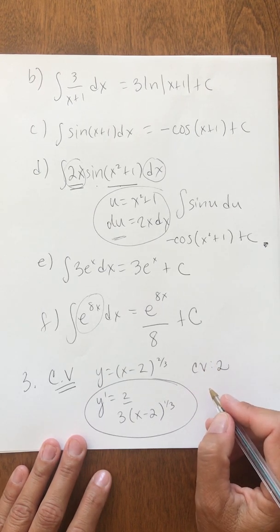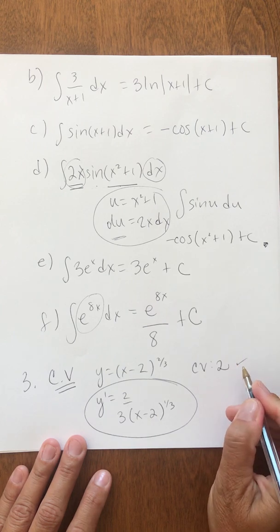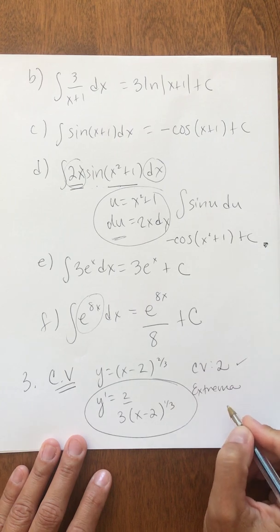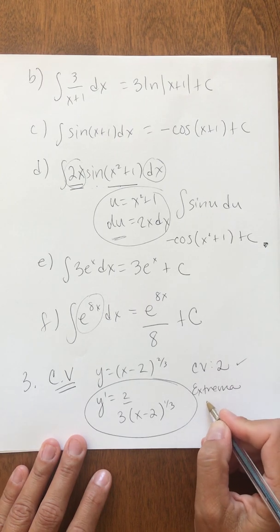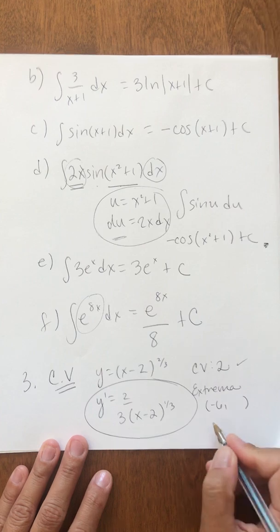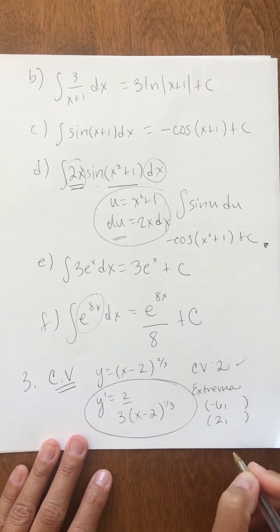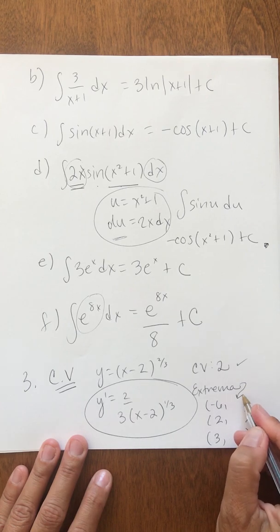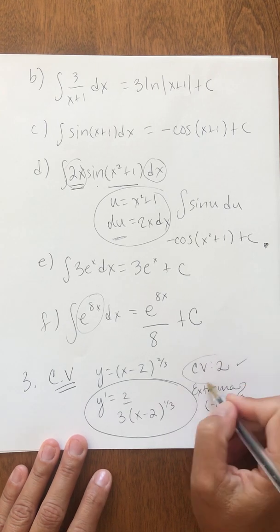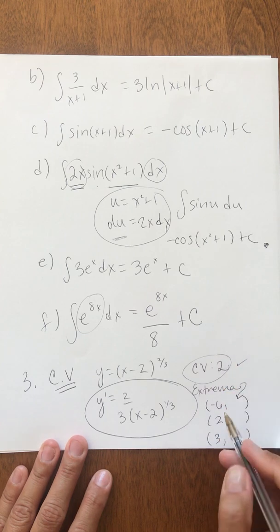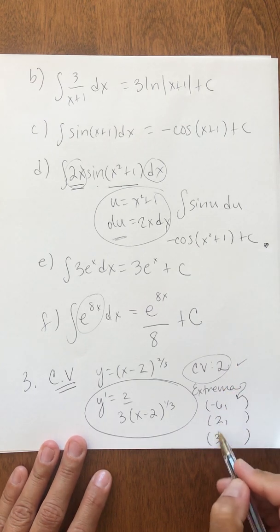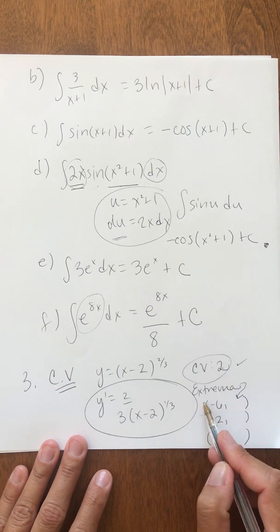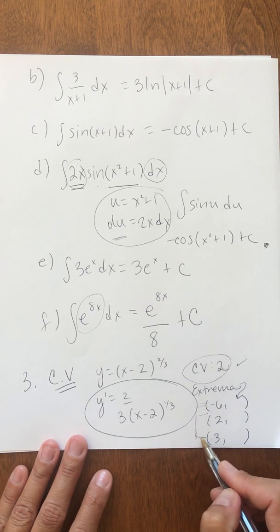So my critical value is 2. This is my only critical value, but to find the extrema, what am I going to check? I'm going to check my endpoints, so negative 6 something, my critical value, and my other endpoint. These y values are my extrema. This critical value is an x value, and these are all the possible points where extrema can occur: at critical values and at my endpoints.